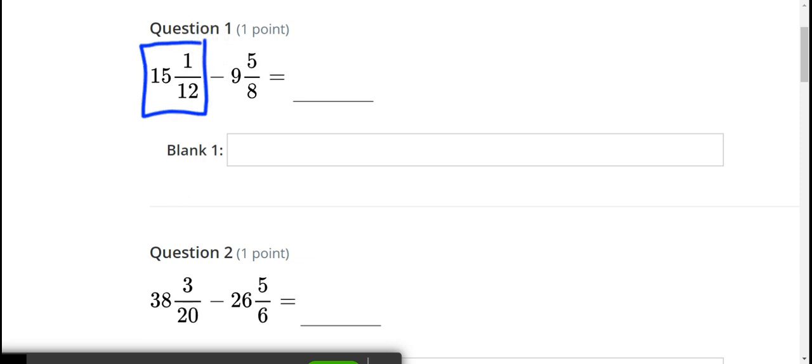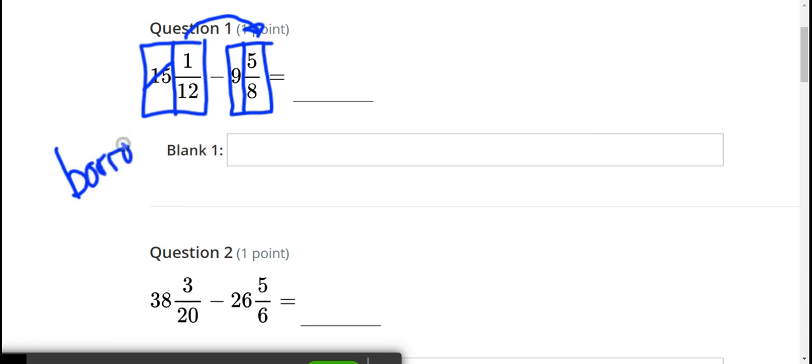We have 15 and 1/12, and we're going to take away 9 and 5/8. So here we have 15 minus 9, but if we look at this fraction, 1/12, and we need to take away 5/8, well, we already know that there's not going to be enough. 1 out of 12 is smaller than 5/8. So up front, what we could do is change this, and we're going to borrow from the whole number.